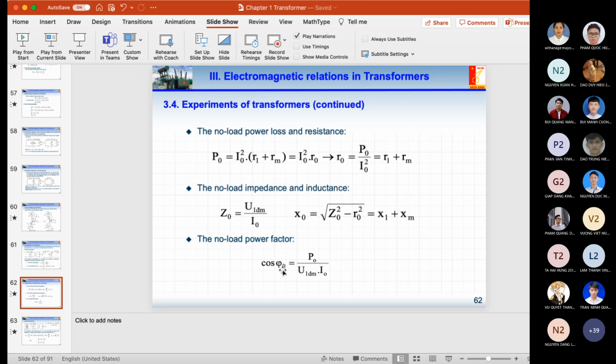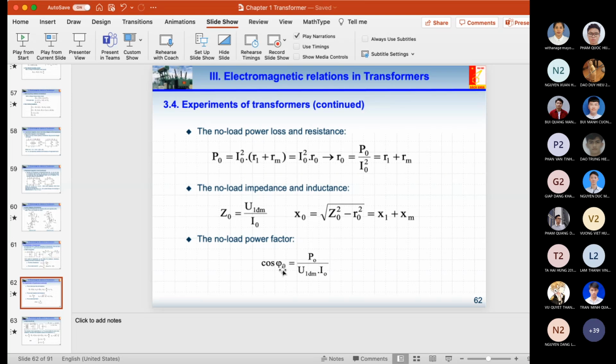Otherwise, when the cos phi is very low, it means the active power of the transformer is very low also, because P is equal to square root of 3 multiplied by the voltage, the cos phi, and the current. Now the cos phi is lower, it means that the active power is low.